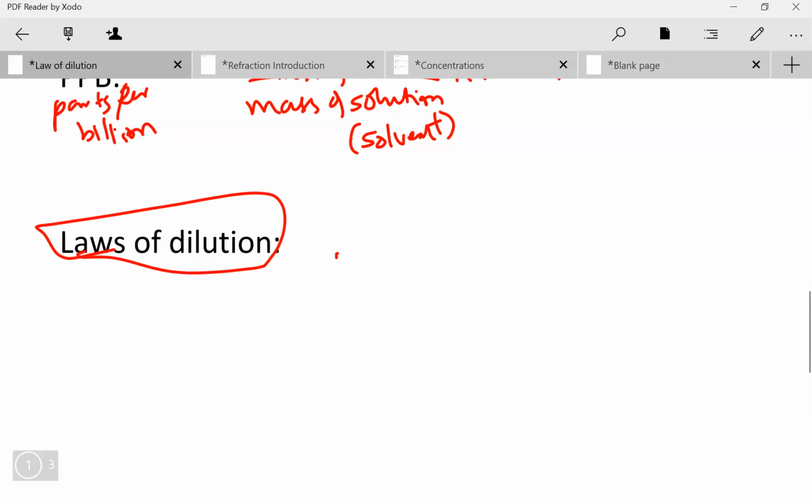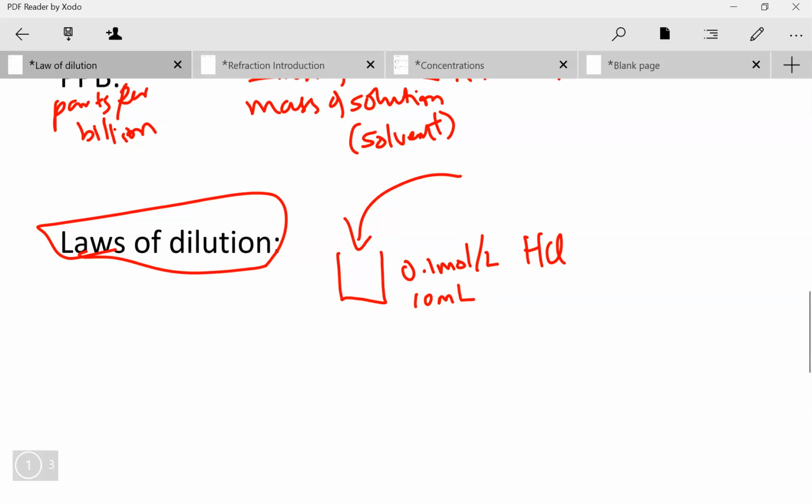So what does dilution mean? Let's say I have a beaker. I have a known concentration, so 0.1 moles per liter of some acid like hydrochloric acid, and I have 10 milliliters of that. And let's say I want more of this solution, and I'm diluting it by adding more water. So let's say I add another 90 milliliters of water. This is what is called dilution, because I'm diluting the acid with more solvent, right?